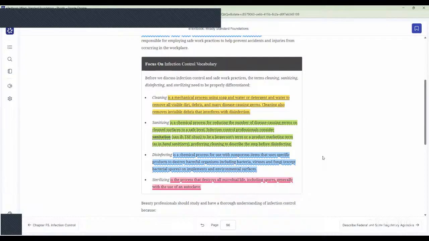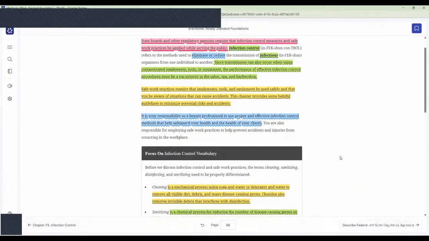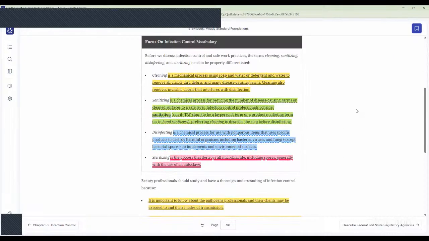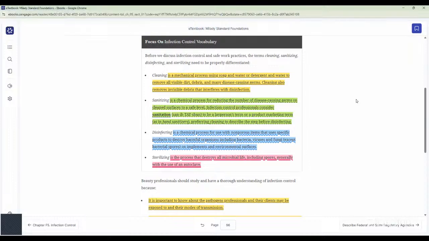And this is what I want you to know. Cleaning, sanitizing, disinfecting, and sterilizing. These are terms. Okay, they have four different meanings. I need you to understand the four. What is cleaning, what is sanitizing, what is disinfecting, what is sterilizing.